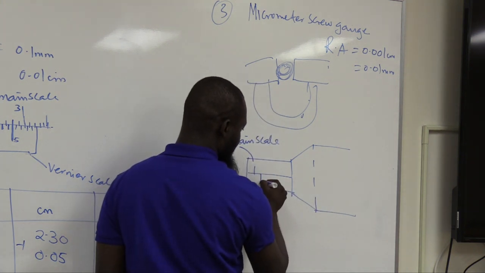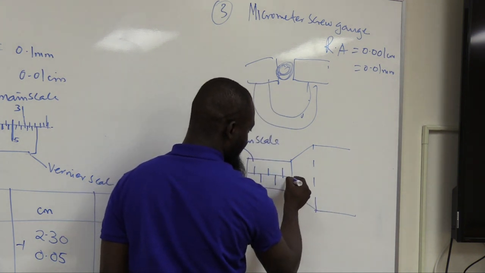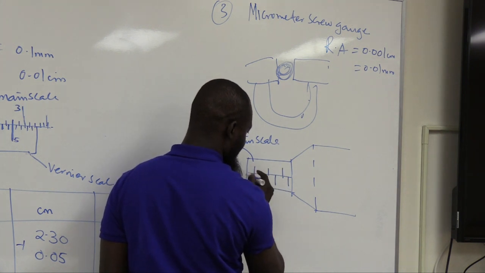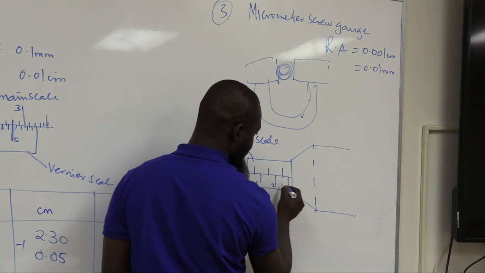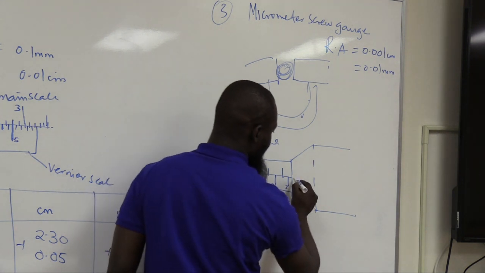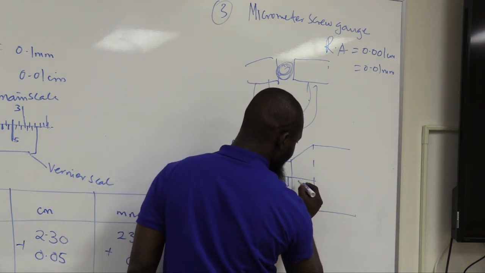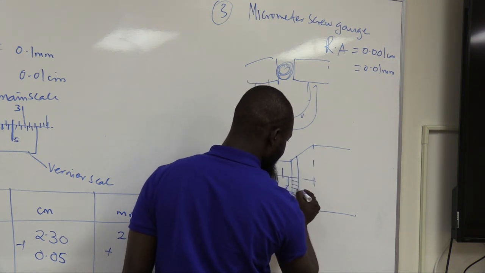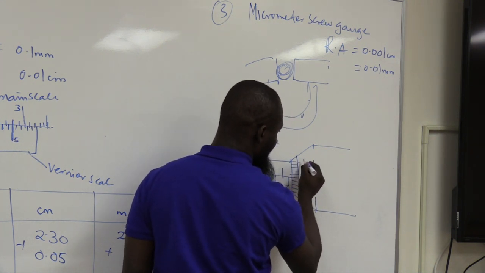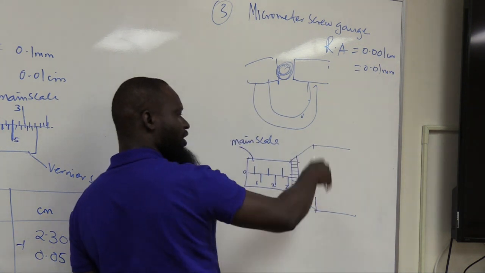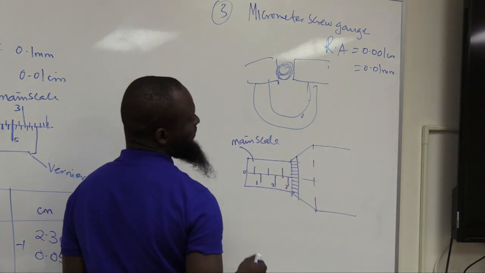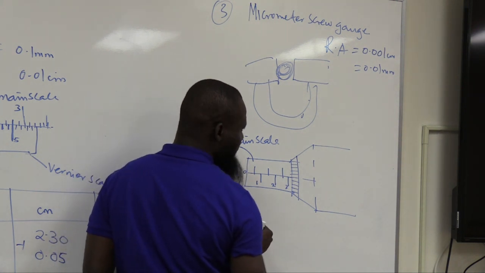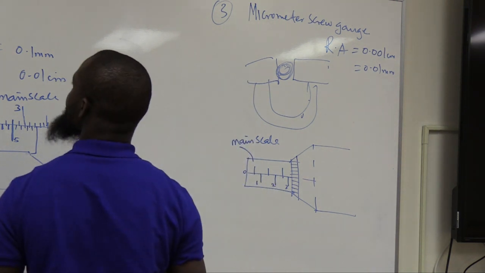So this is 1, 1.5, 2, 2.5, 3, 3.5. So this is 0, okay, 1, 2, 3, okay. And then this scale goes down here like this. Some of them go to 50, some go to 100, depending, but they all measure the fraction of a millimeter, okay?